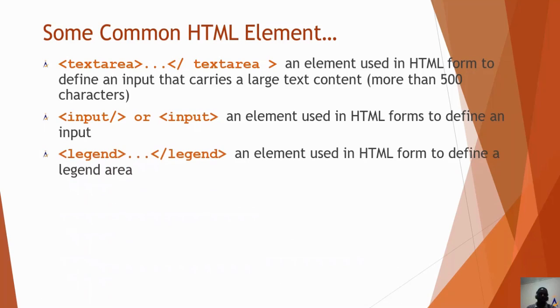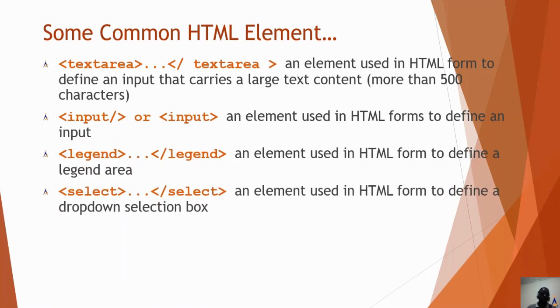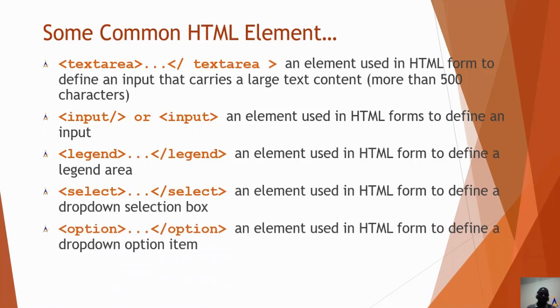We have region to define a region area on an HTML form. We have select, an element used in HTML form to define a drop-down selection box, and within the selection box we have individual options that we can opt from, either option 1, option 2, option 3, etc. to option n, where n marks the last option.